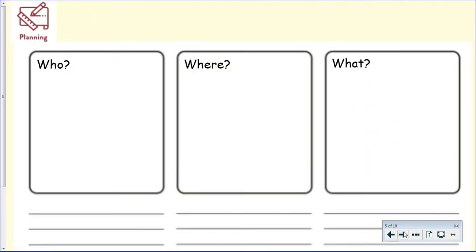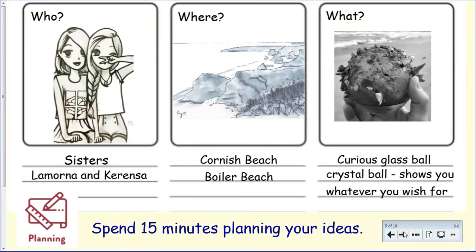Okay, what I'd like you to do now is just roughly storyboard your ideas. Okay, thinking about who, where and what they find. I'm going to show you my plan now. So you can, if you want to, in your book, just draw some little squares and write who, where and what, and draw a little picture for each one and a couple of words underneath just to summarise what your pictures are about. Only spend about 15 minutes on this, just get it clear in your head what you're going to do.